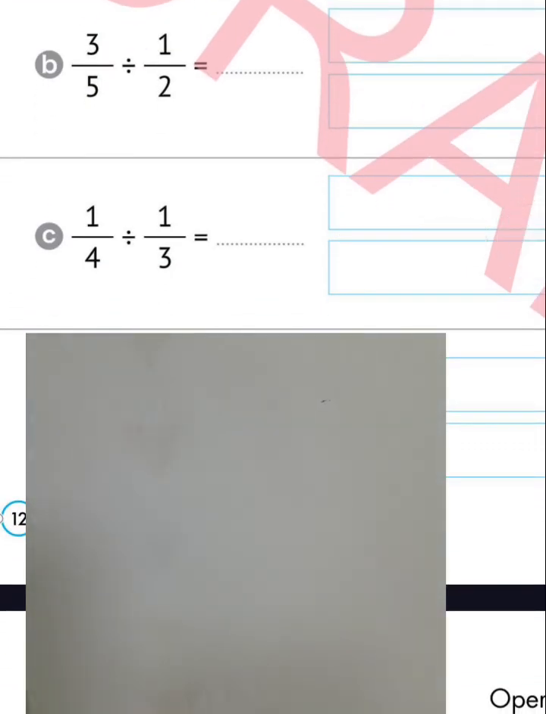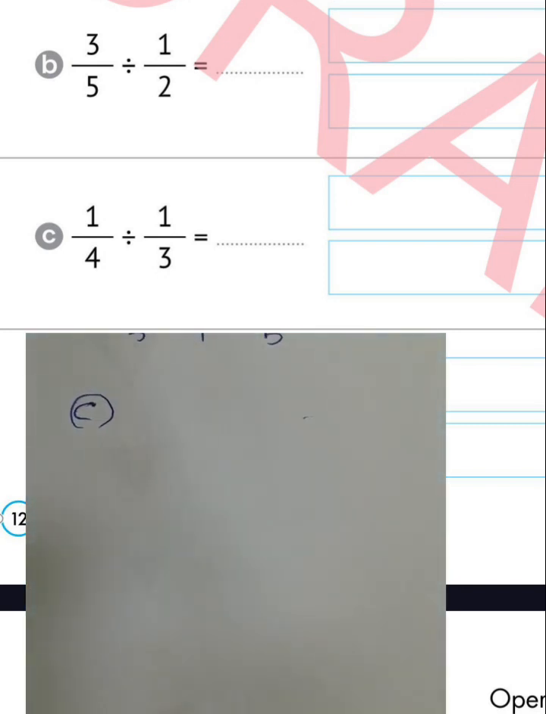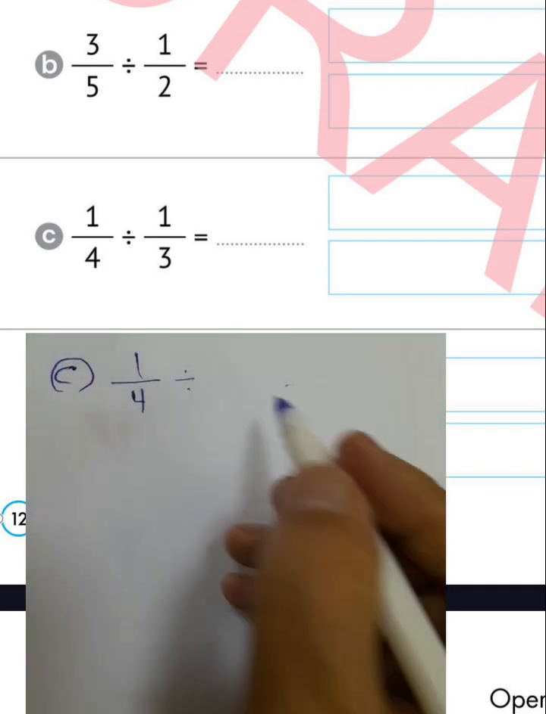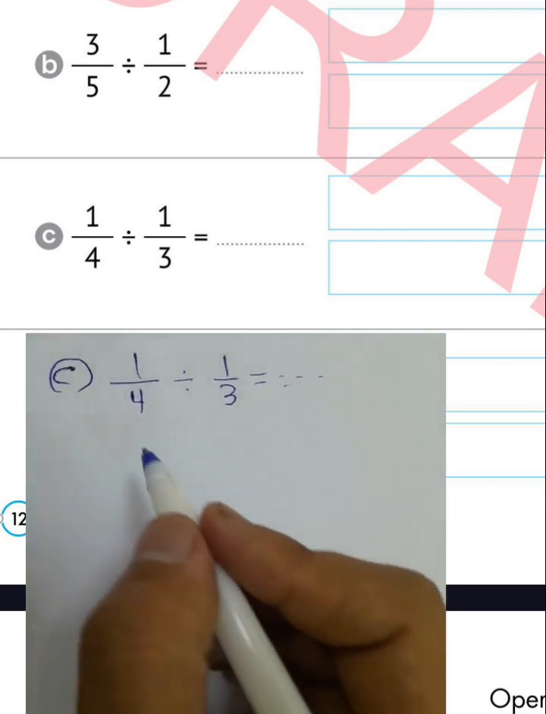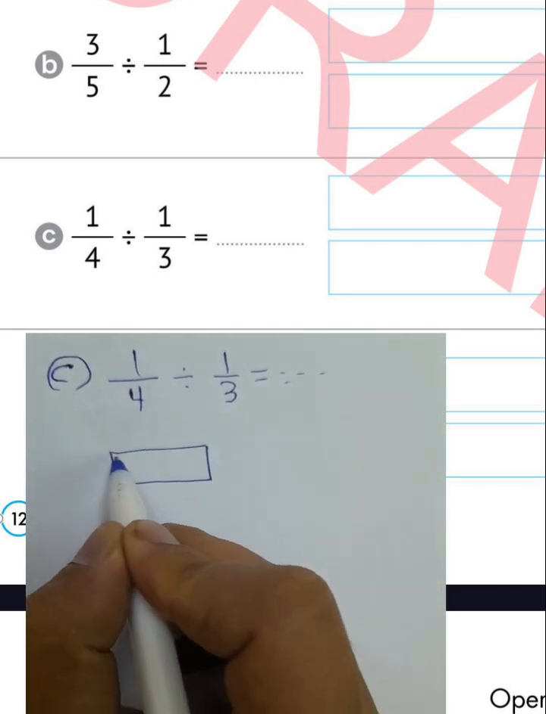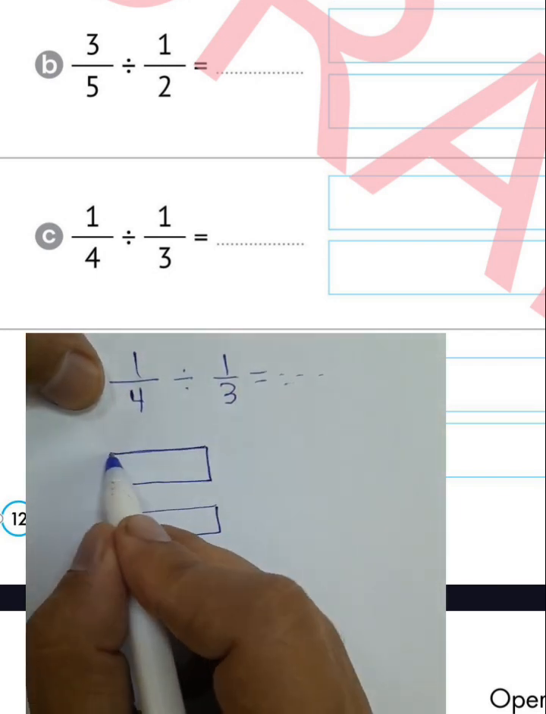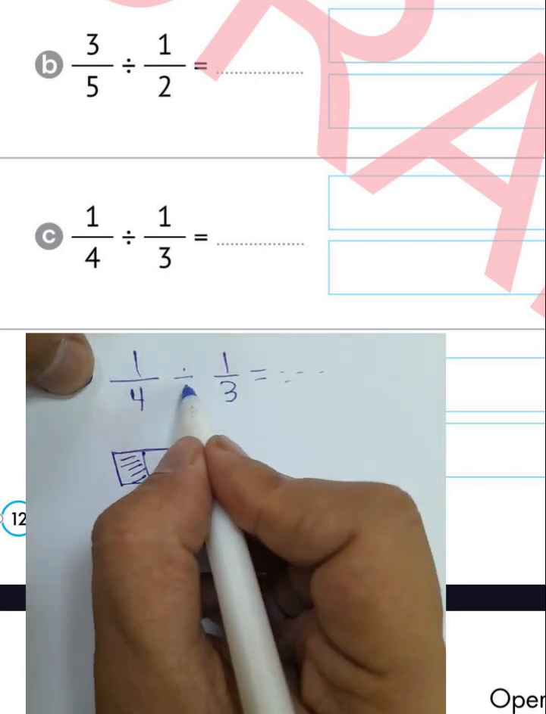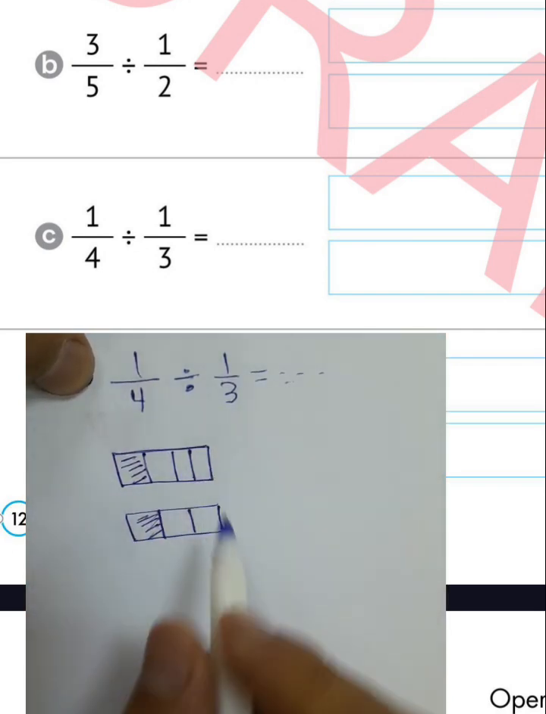Question letter C. One over four divided by one over three. We will draw the first model and the second model. One over four, divide this model into four parts, and the colored one part from four, and here divide it into three parts, and the colored one from three.